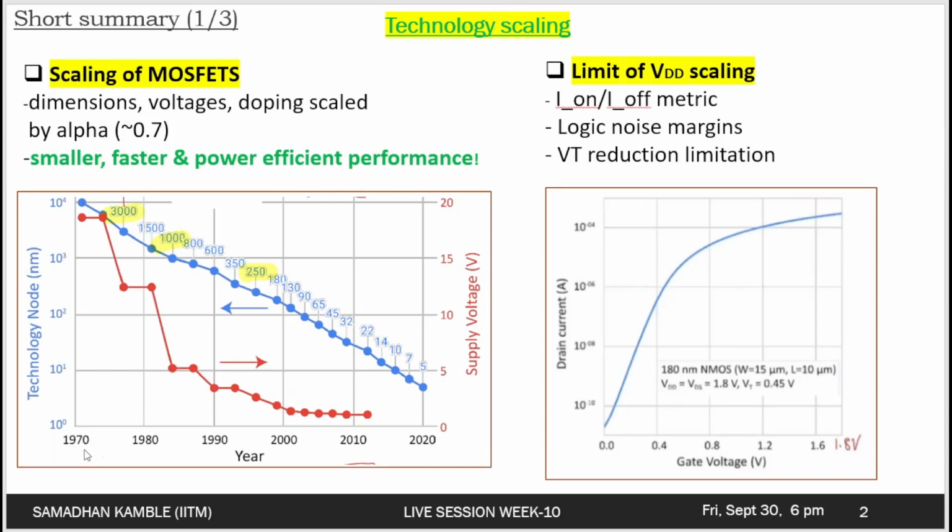You can see the plot from the 1970s till 2020. The technology node is essentially the distance between two MOSFETs. It is in nanometers, so 3000 nanometers, around 3 micron, in the 1970s, and at each point you can see it has reduced by a factor of 0.7. So each technology node gives us that the distance has been decreased by a factor of 0.7 till this particular point, 2020, that I have plotted here.